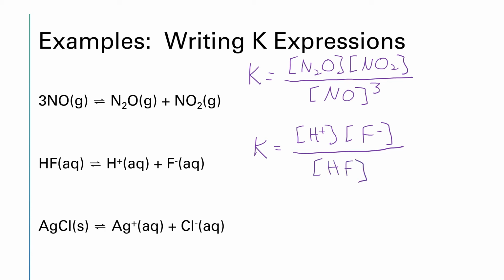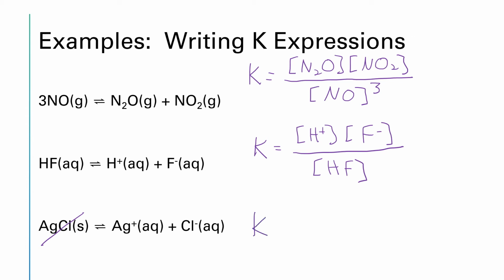And last but not least, down here with silver chloride in equilibrium with silver ions and chloride ions, the aqueous species will be in our expression, but the solid will not be. So we're going to leave this guy out of our expression. Just to make sure you keep things in the right spot, numerator or denominator, I strongly recommend that anything you're leaving out, you put in just a 1 for it and then simplify your expression.